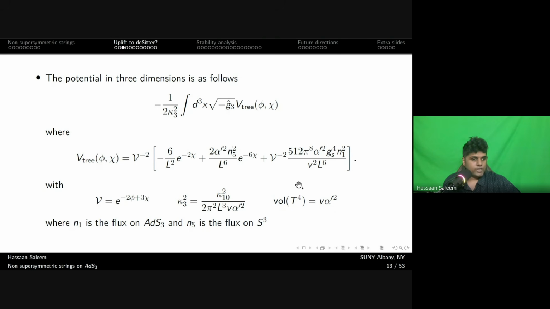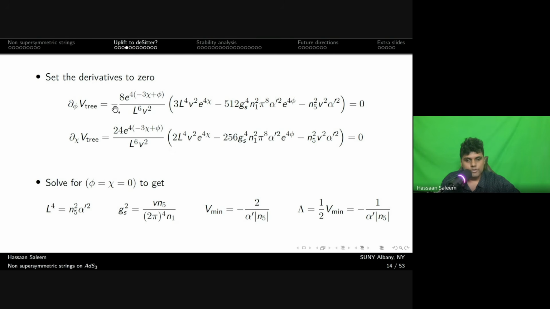Now, let's take this potential and take its derivatives with respect to phi and chi and put them equal to 0, and let's see what we get. So if you take the derivatives, you get these 2 equations. And if you solve these equations for phi and chi equal to 0, then you get these solutions for L, where just to remind you that L is the radius of S3 and g_s is just the string coupling. So you get these solutions, and if you put these solutions in the potential, the minimum of the potential is something like this, and you can see that it's negative.